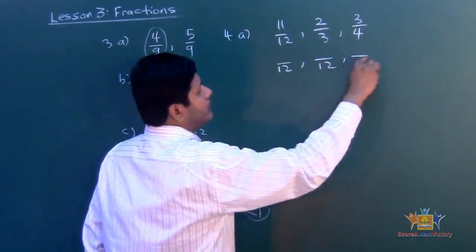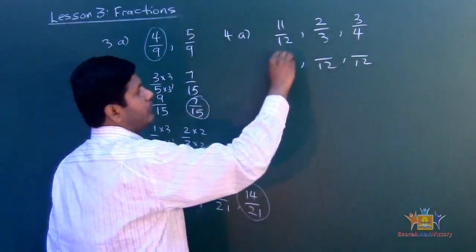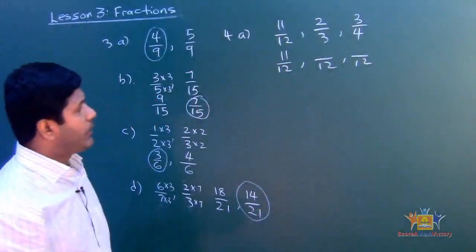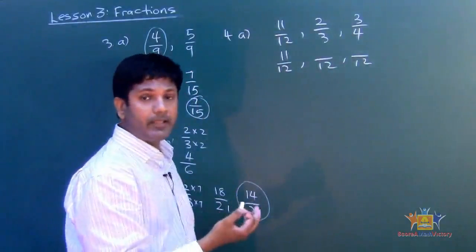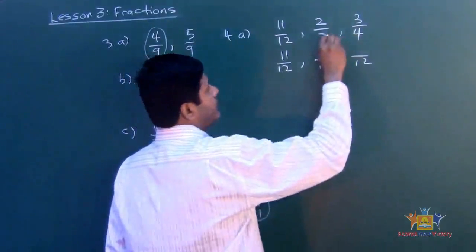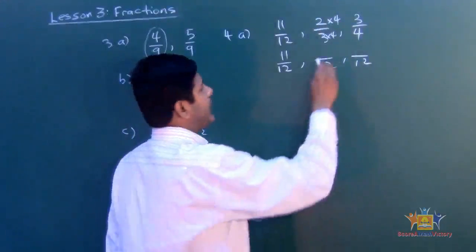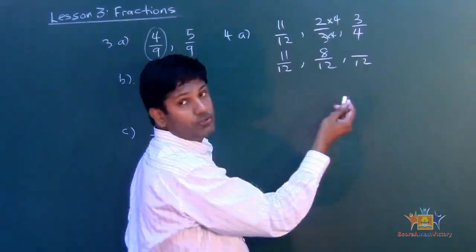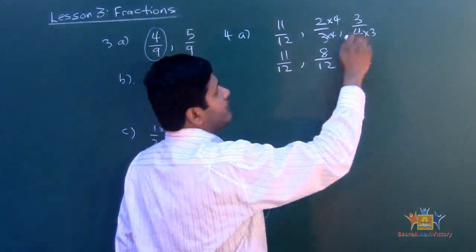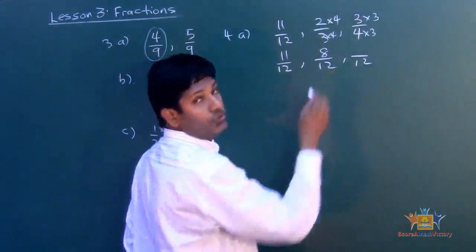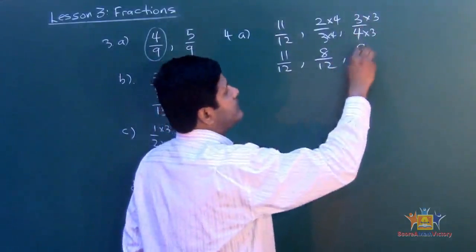Since this is 12, I will just bring the 11 down. And how do I go from 3 to 12? I multiply that by 4. If I multiply this by 4, what do I do to this one? Also by 4. So 2 times 4 is 8. How do I go from 4 to 12? Multiply that by 3. If I multiply this by 3, I multiply that also by 3. So 3 times 3 is 9.